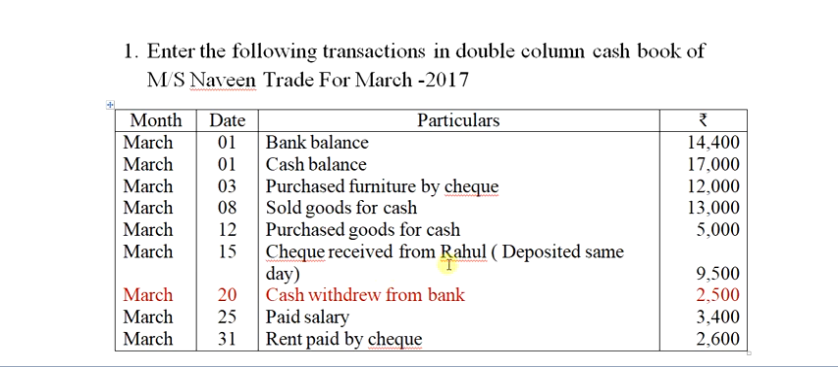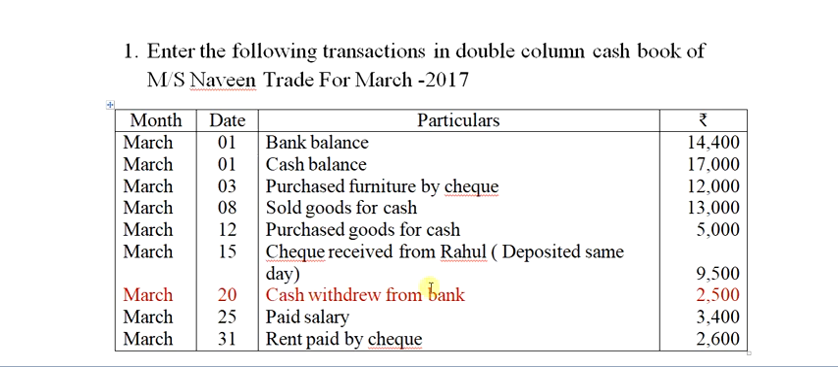See here, March 15, check received from Rahul, deposited the same day. We are receiving the check, so we are depositing it on the same day itself. So it should be treated as receiving. What happens? Our bank balance increases because we are receiving the check, so that should be debited. How much? 9,500.